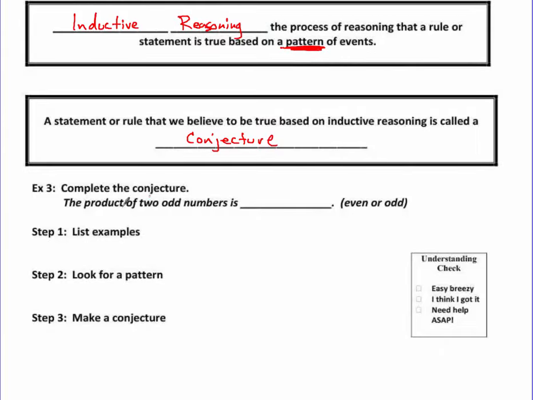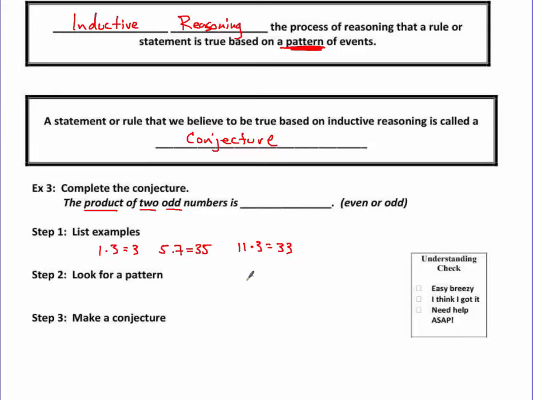So we're going to complete a conjecture. And this is kind of a formula on how you can do it. The product of two odd numbers is... Now the answer is even or odd. We've got to figure out which one it is. So the thing you need to start with is listing examples. The product of two odd numbers. So 1 times 3. Well, that equals 3. And I'm randomly picking odd numbers. There's no system here. I'm just randomly picking odd numbers.